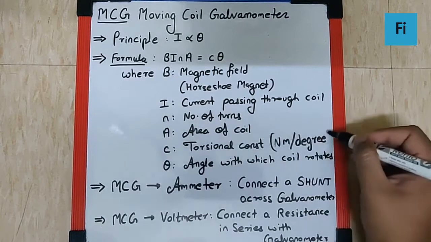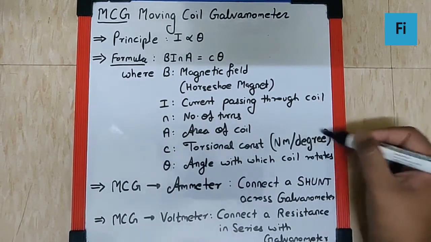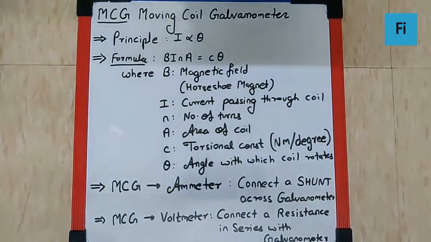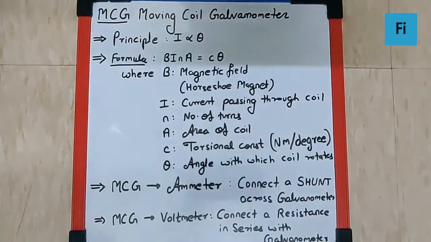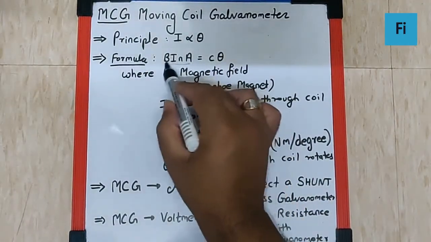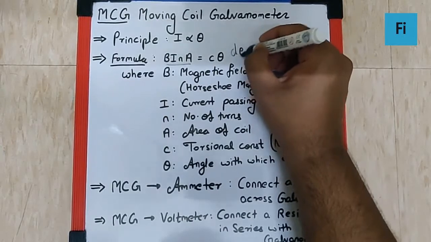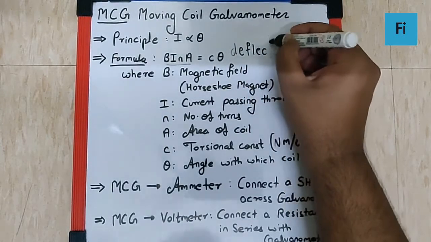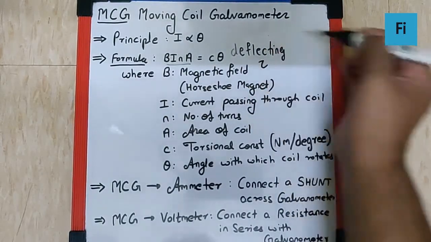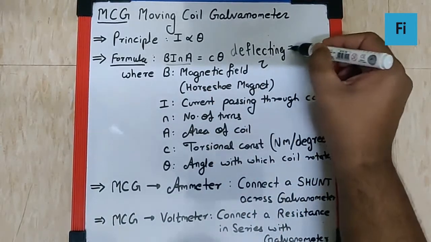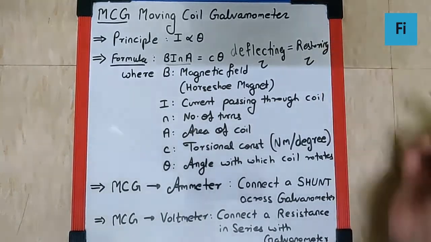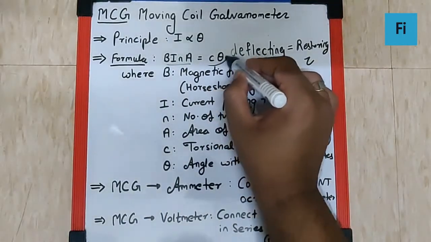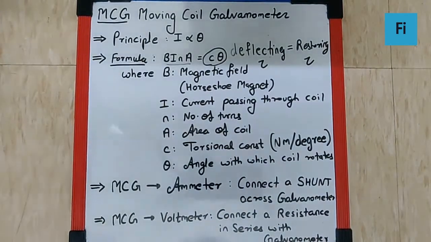Or you can also have this as radian, which is the SI unit for the angle. Now theta is nothing but the angle with which the coil rotates. Now definitely this part is called the deflecting torque. And this part is called the restoring torque.